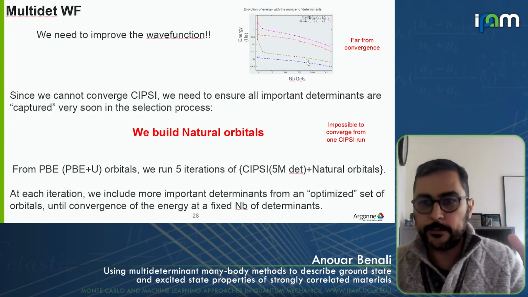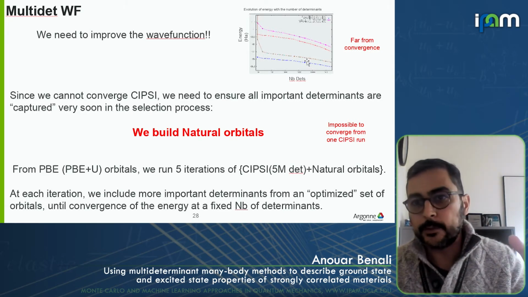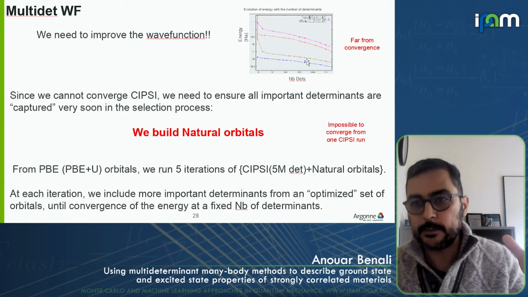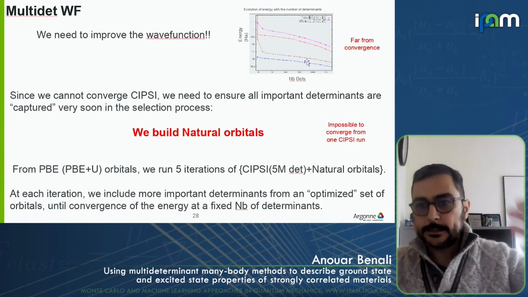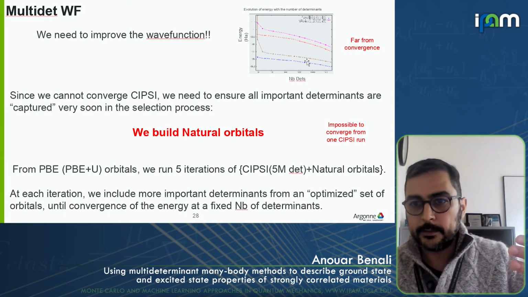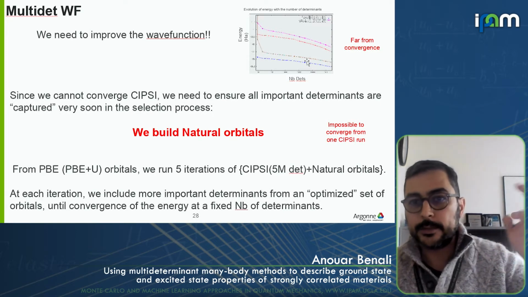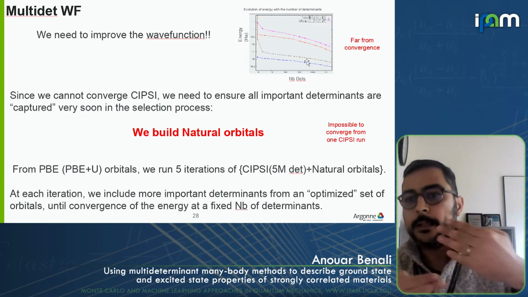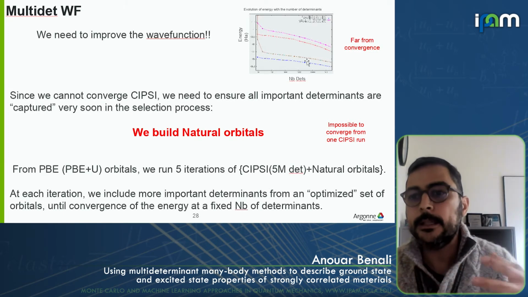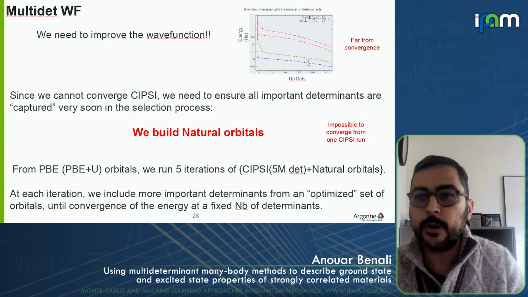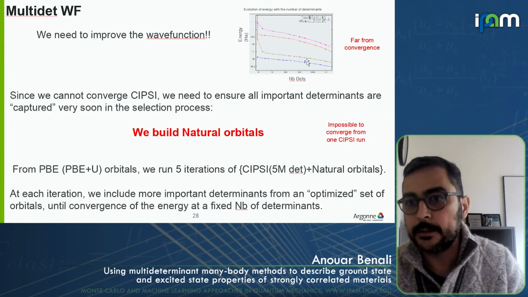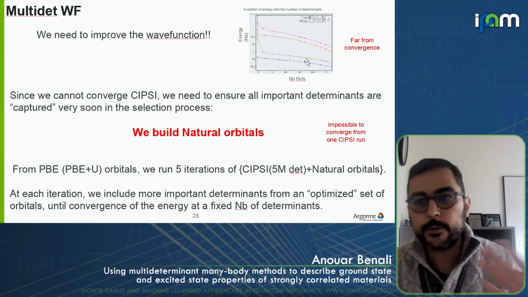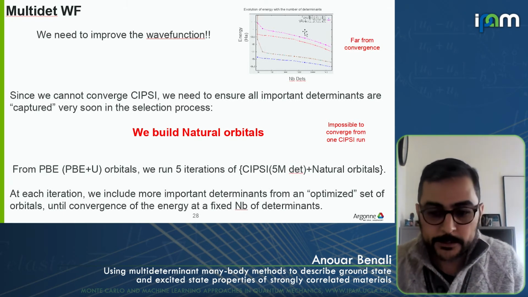So you generate your natural orbitals for the first time, but of course they are incomplete because we don't have the full space. We do another selected CI on top of it, generating 5 million determinants. Now we have level 0 natural orbitals, and we repeat the operation until we reach a type of convergence of the energy. So we think that within those 5 million determinants with natural orbitals, we have captured all the physics of the problem, and all the determinants, even the ones that were not captured, are now in the system.